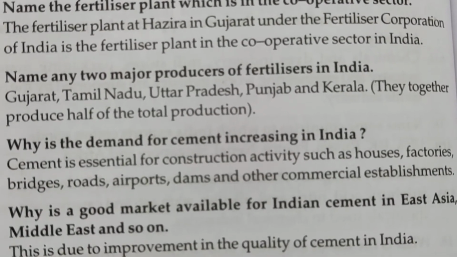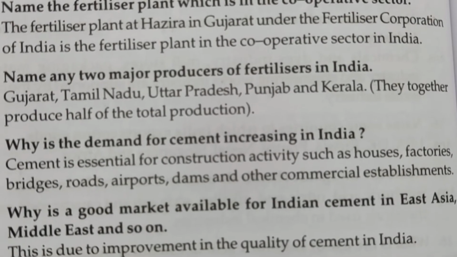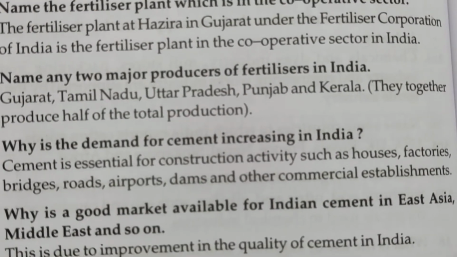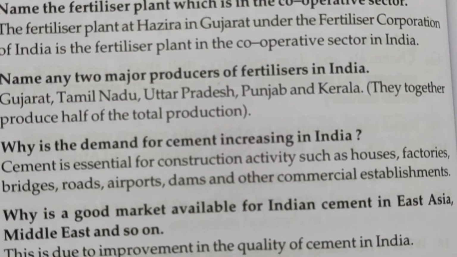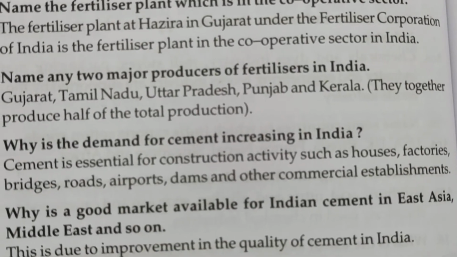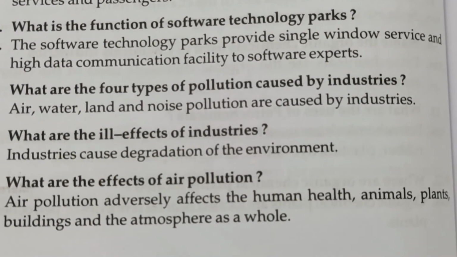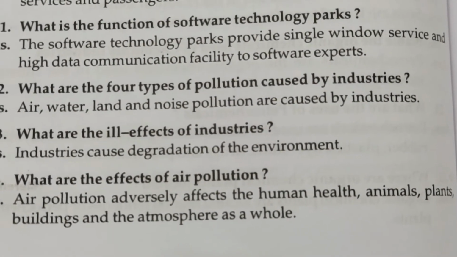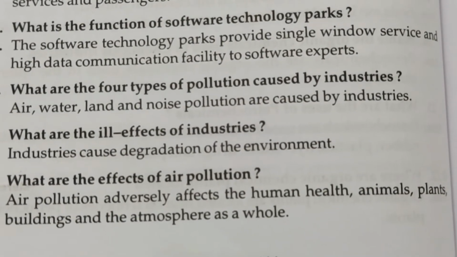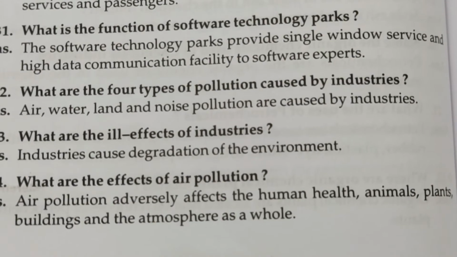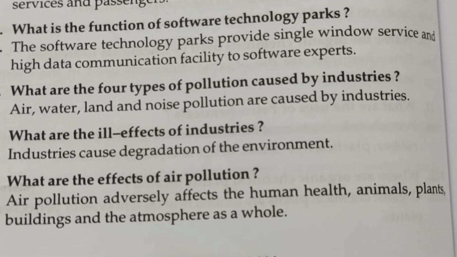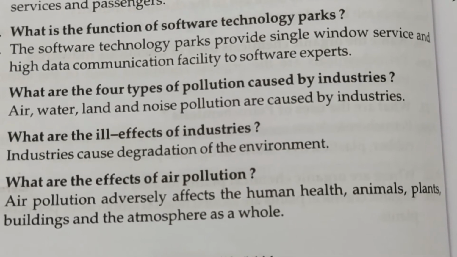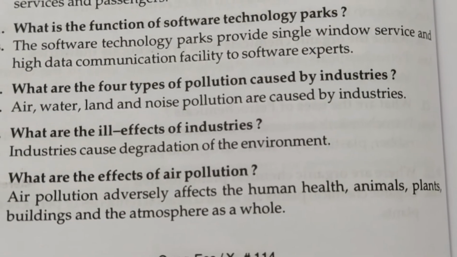Why is there demand for the cement industry in India? Cement is essential for construction activities such as houses, factories, bridges, roads, airports, dams, and other commercial establishments. What is the function of software technology parks? The software technology parks provide single window service and high data communication facility to software experts. What are the four types of pollution caused by the industries? Air pollution, water pollution, land pollution, and noise pollution are caused by industries.